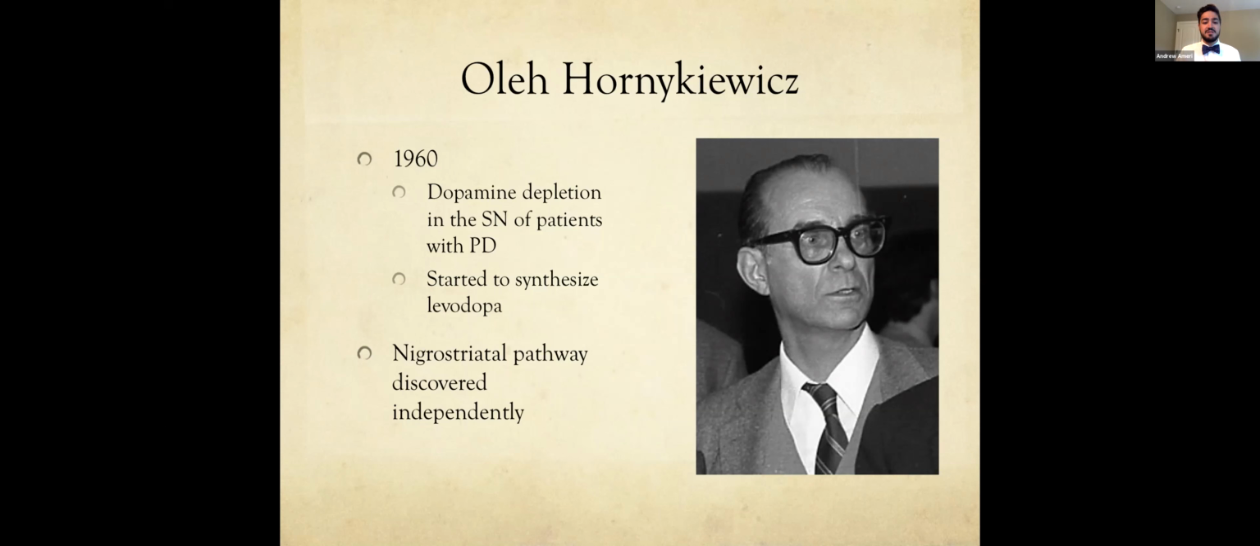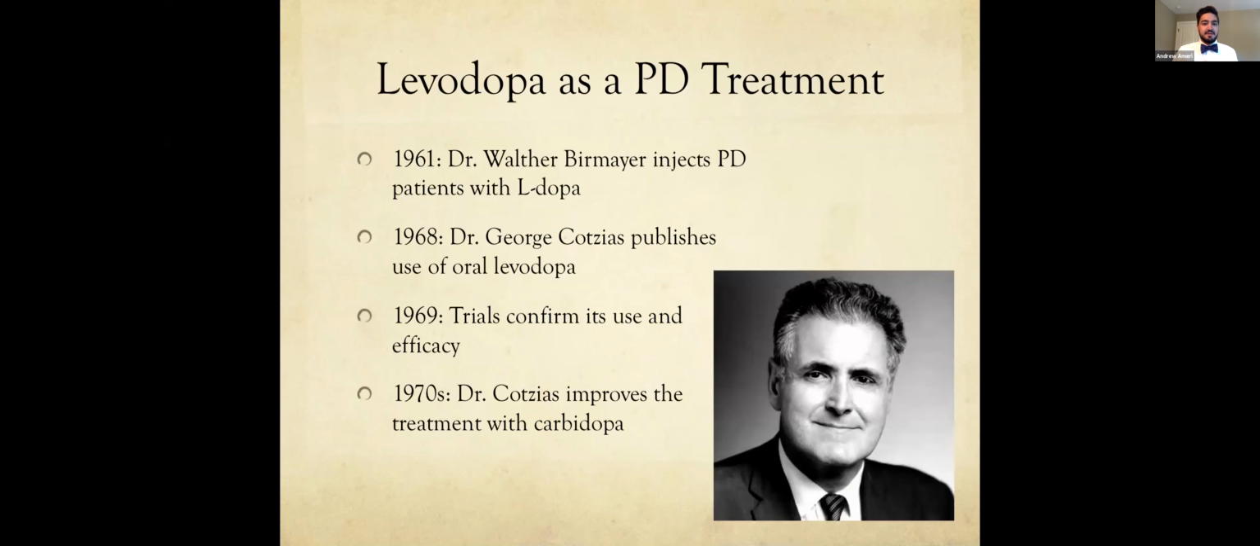Hornykiewicz started to synthesize levodopa, a compound that is converted to dopamine in the brain. A fellow physician took a keen interest in this compound and was eager to try it in his patients. That doctor was Dr. Walter Birkmayer, an Austrian neurologist who received Dr. Hornykiewicz's supply of laboratory levodopa in 1961 and injected it intravenously for the first time in Parkinson's patients.